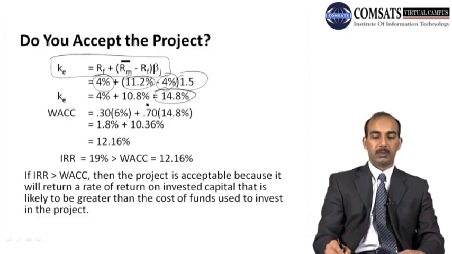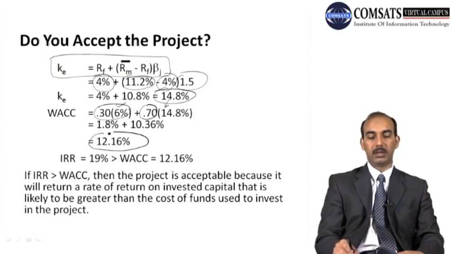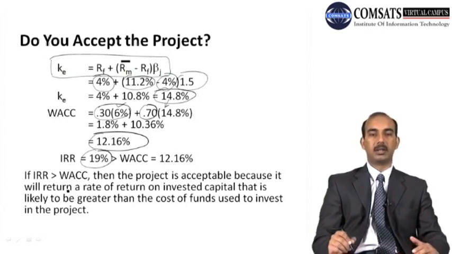Now when we find out the weighted average cost of capital, we multiply this cost by 70%, and then we have 30% financing out of debt, and the cost given for it is 6%, and we multiply it, and we solve for it, and we have a weighted average cost of capital of 12.16%. Now the internal rate of return, which is given as 19%, is greater than the weighted average cost of capital which is 12.16%.